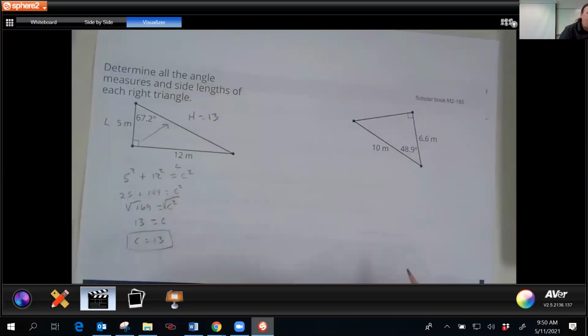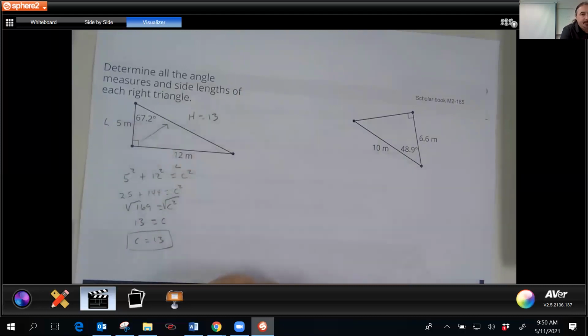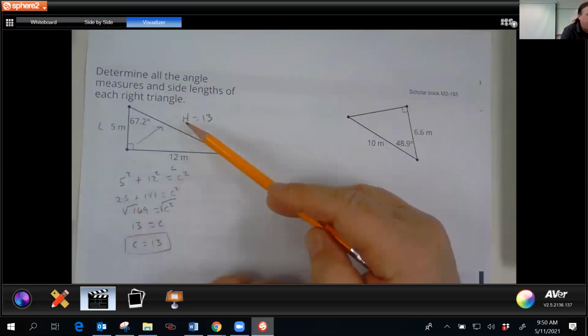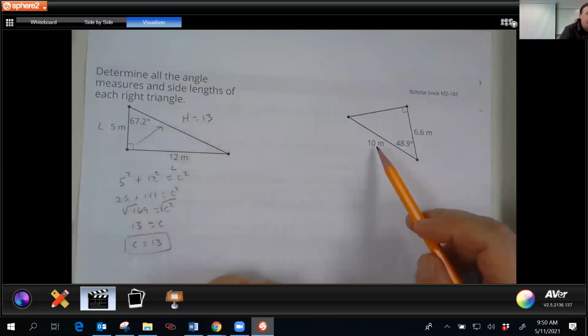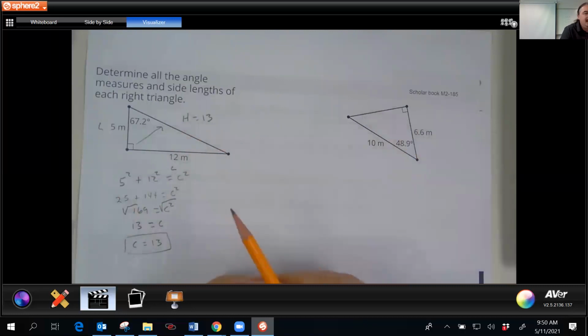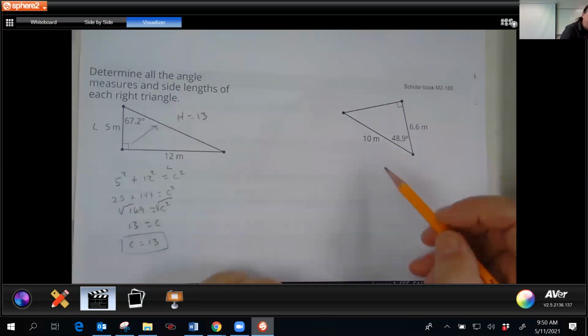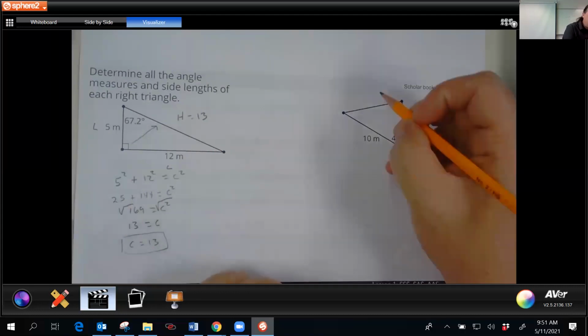Let's look at the second one. A little bit different, isn't it? First problem, we're looking at the legs and trying to find the hypotenuse. This problem, we have the hypotenuse, we have one of the legs, but we're missing one of the legs. We can still set the problem up the same way and use a little bit of algebra to find out what we're looking for. So let's go ahead and call this a.